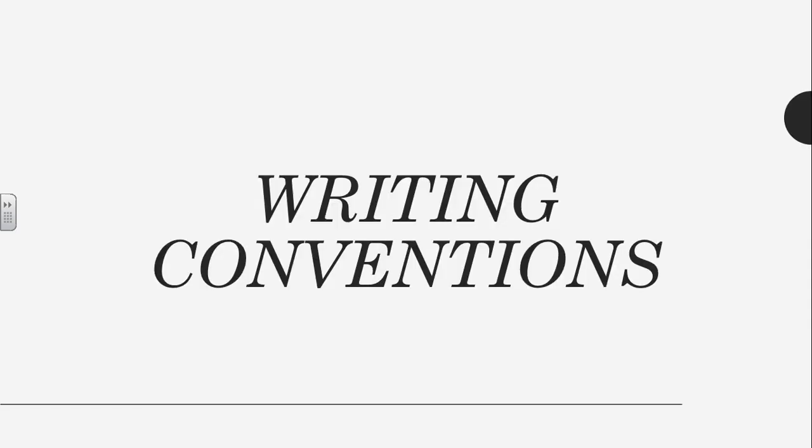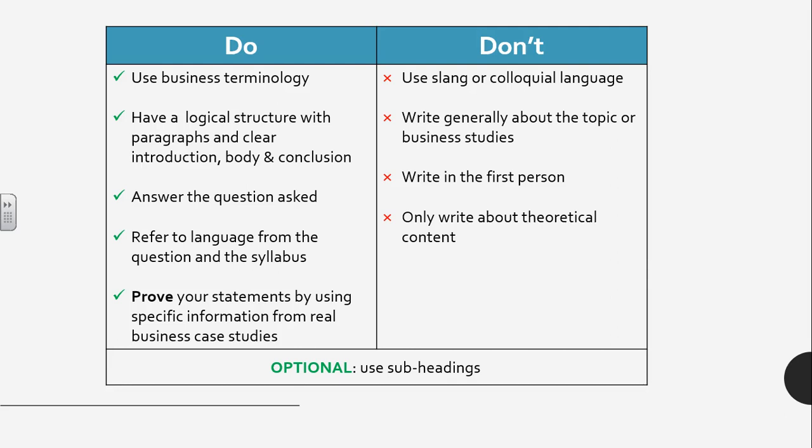Now, the final thing we need to look at are some writing conventions: when we're writing a business report or a business case study, how we write and what it looks like. There's a table there for you. On the left-hand side are some things we do use and the way we do it. We use business terminology, as you saw earlier. Logical structure: paragraphs, introduction, body, conclusion. You must answer the question that is asked, so don't write generally about the topic.